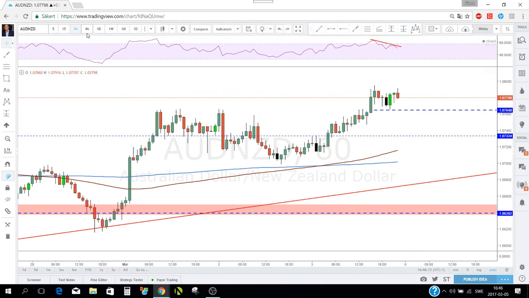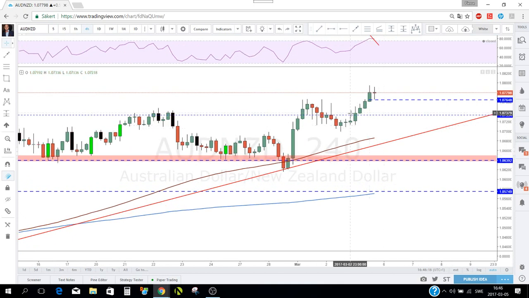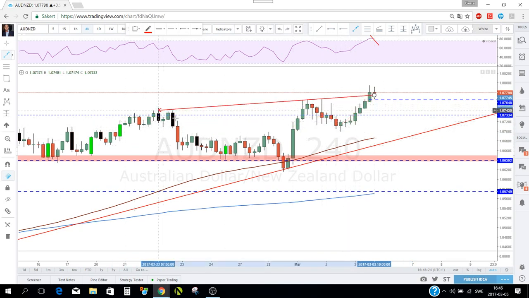For me, I will be waiting for price to make a little more of a correction and see if we're going to break these lows and this structure, and if the trend line will hold or not.